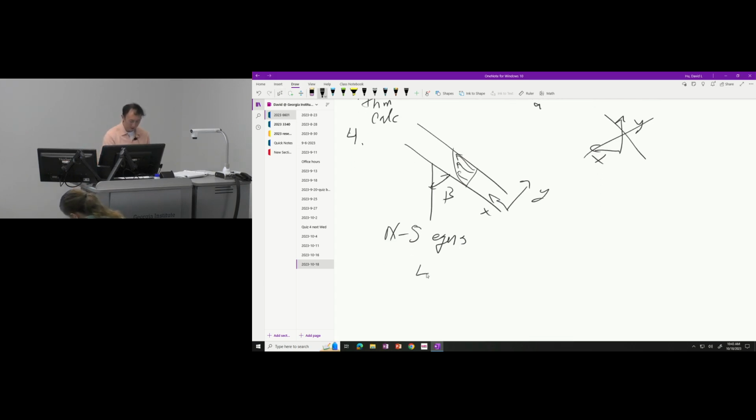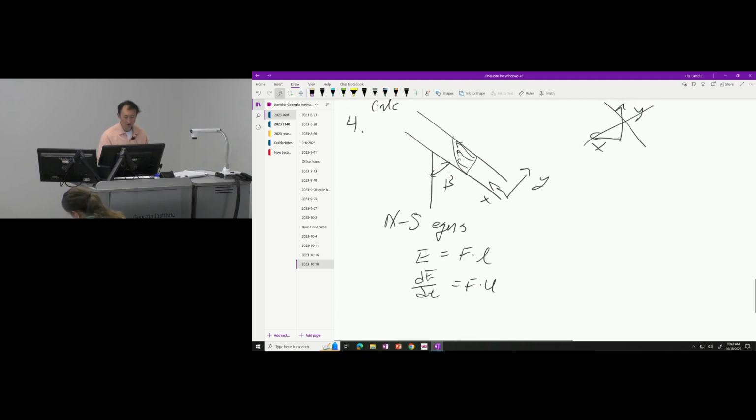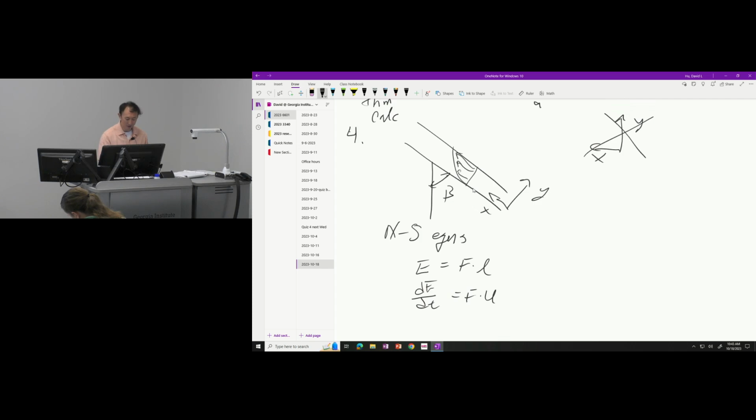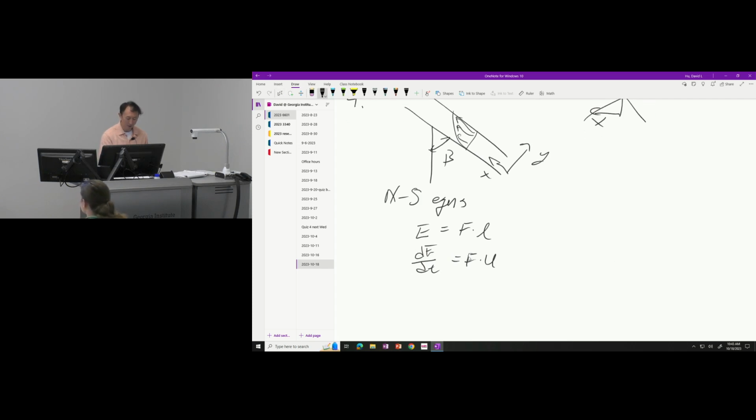Remember, energy is force times displacement. So the rate of work, dE dt, is going to be force times velocity. And the issue here is that the velocity is different at each position, so this will ultimately have to be an integral. You have to integrate the force by gravity, which is in this case rho g cosine beta, negative, times your velocity across the layer.